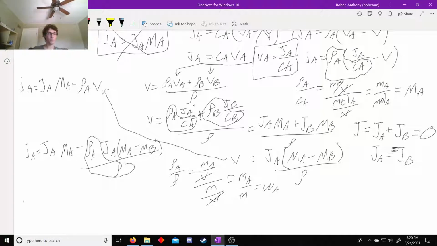Now finally, we're going to rewrite this one last time and get the mass diffusive flux of A equals the molar diffusive flux of A times the molecular weight of A minus the mass fraction of A times the molar diffusive flux of A times the difference in molecular weights of A and B. And this is the relationship between the two. This is what we were looking for.